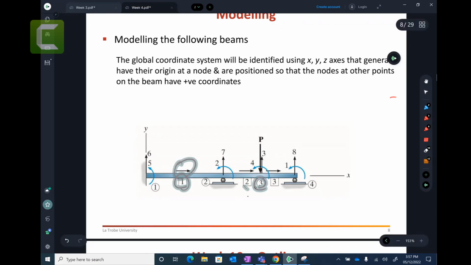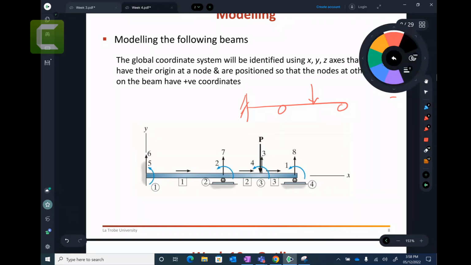Now, once you have done this, the next step is to put in the degrees of freedom. Here you have a vertical degree of freedom and a rotation degree of freedom. You have a vertical degree of freedom and a rotation degree of freedom at every node. At every node, you put the location degrees of freedom. That is the degrees of freedom that we are going to put in.